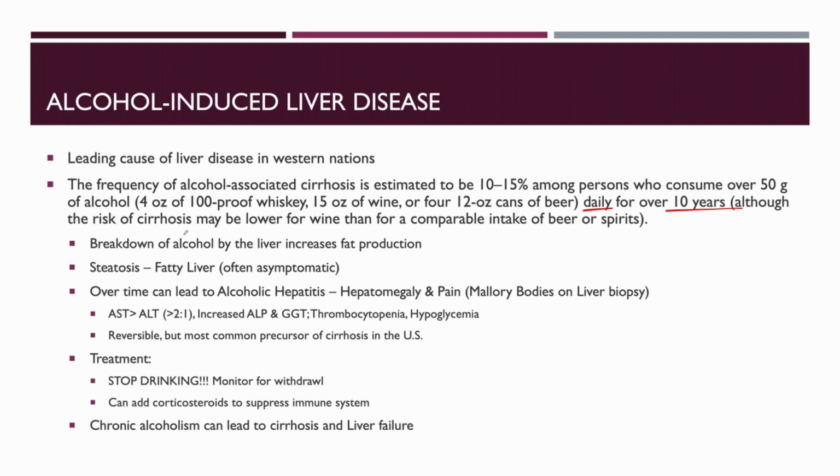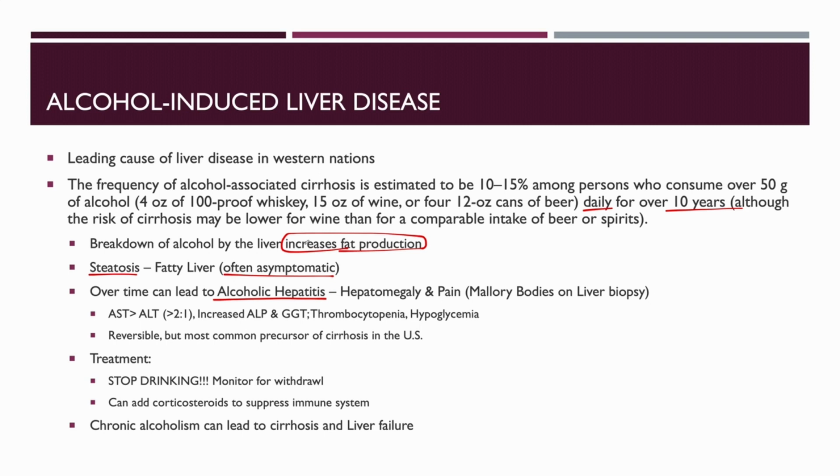So alcohol is broken down by the liver, and because of the alcohol, the liver becomes problematic, it actually breaks down and increases the fat production. So the liver becomes fatty and enlarged. And as that happens, you also get steatosis, which is fatty liver. And usually at this point, the patients are asymptomatic. They continue drinking. Over time, it leads to what we call alcoholic hepatitis.